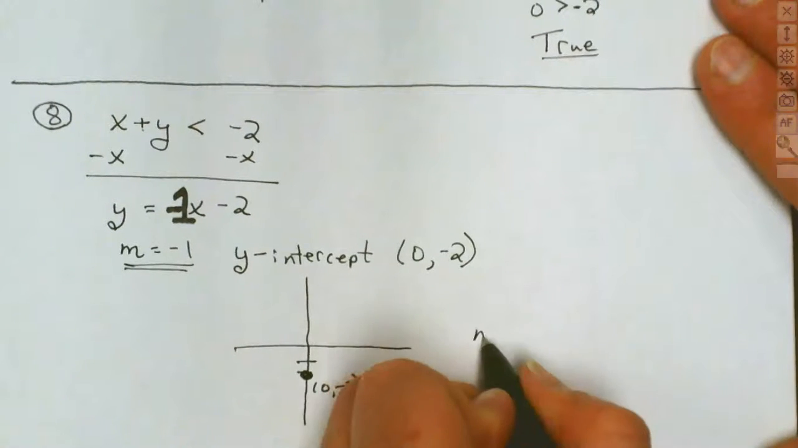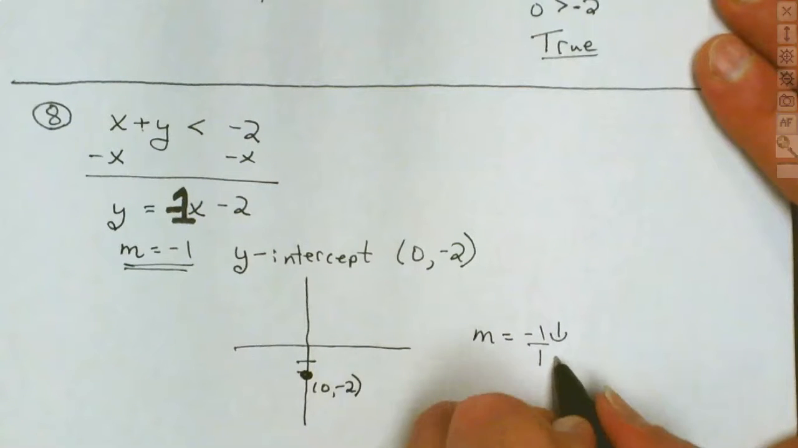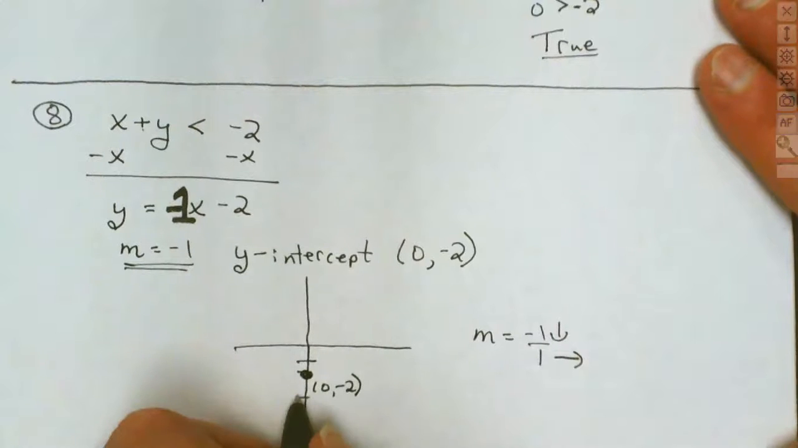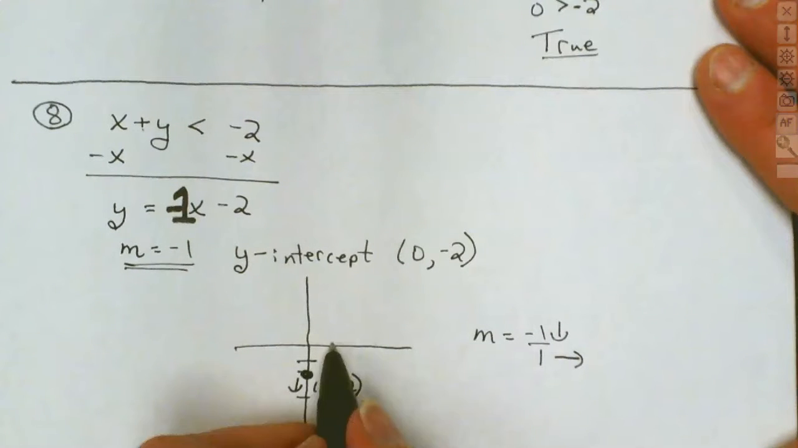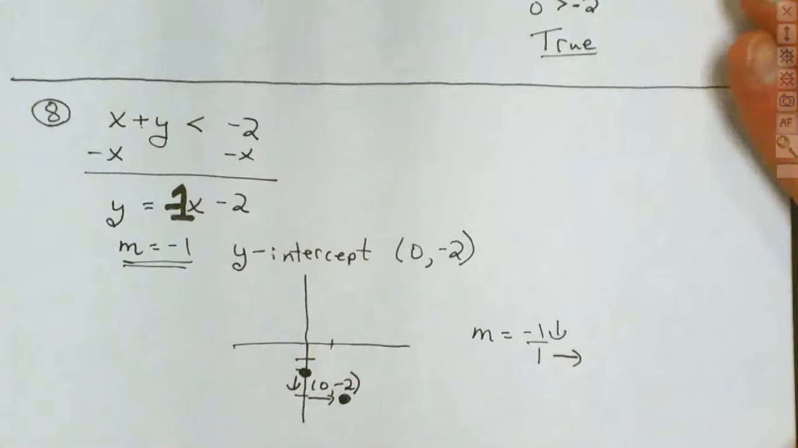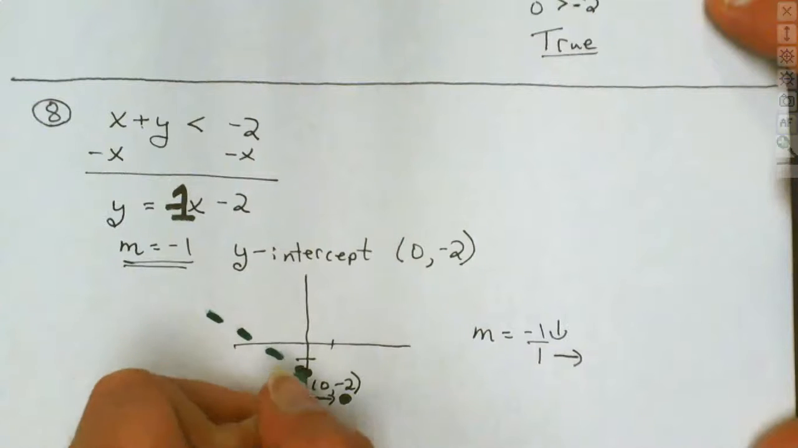My slope is a negative 1 over 1. So that means down and to the right. So we go down 1 unit, over 1 unit. That makes a new dot right there. Connect them together with a dotted line.